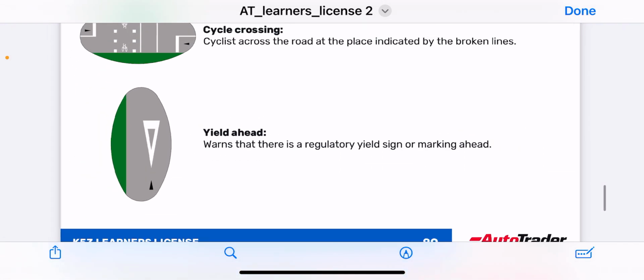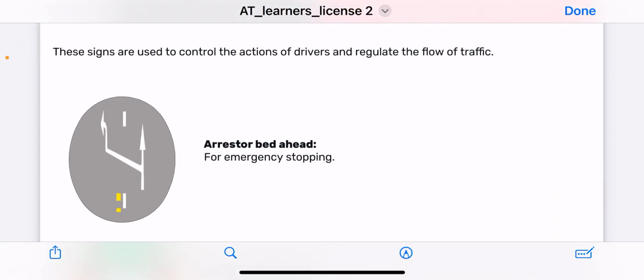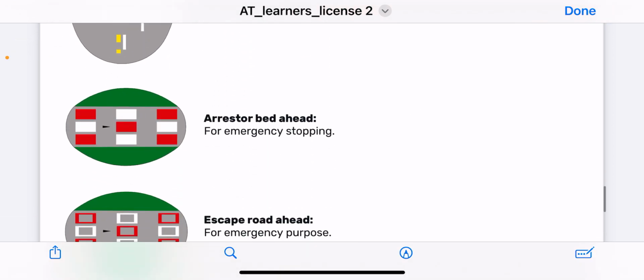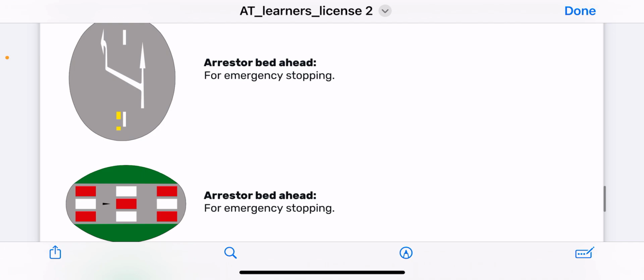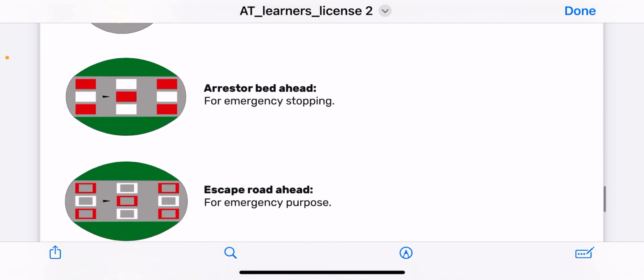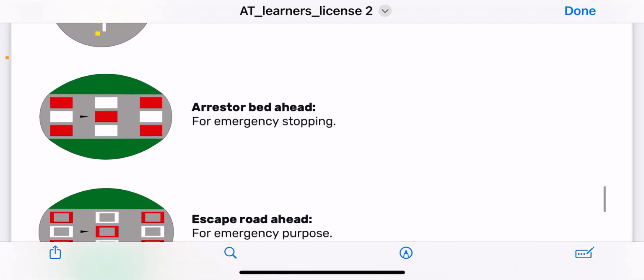Okay? Yield ahead. And then arrest bed. They should write a sign for you like this. Sorry, I think here is for the arrest bed. They made a mistake here. Here is the arrest bed. This one, arrest bed.